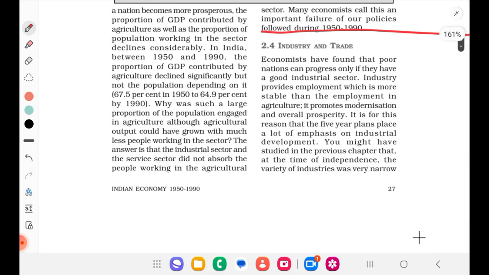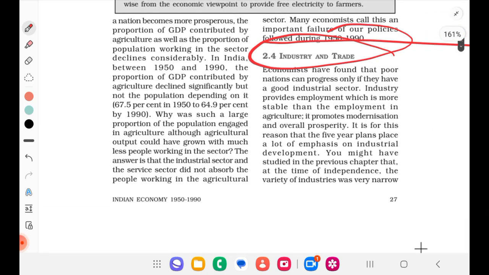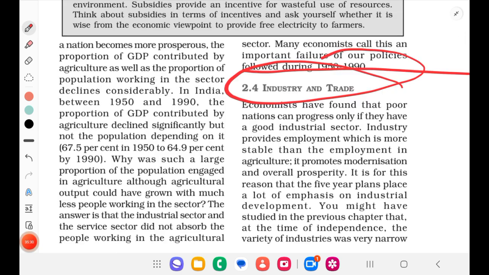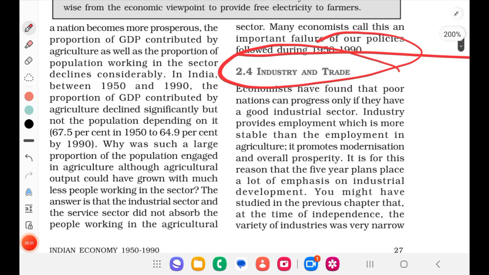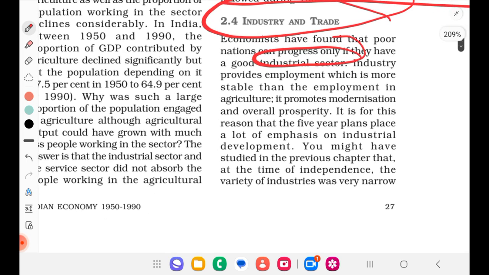Now the next one is industry and trade. Economists have found that poor nations can progress only if they have a good industrial sector. Industry provides employment which is more stable than the employment in agriculture. It promotes modernization and overall prosperity. It is for this reason that five-year plans place a lot of emphasis on industrial development.